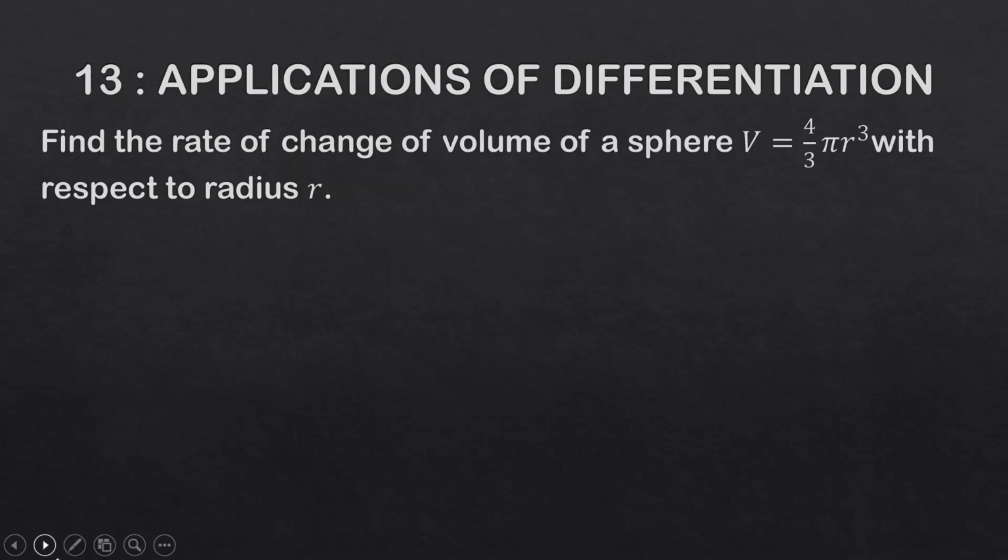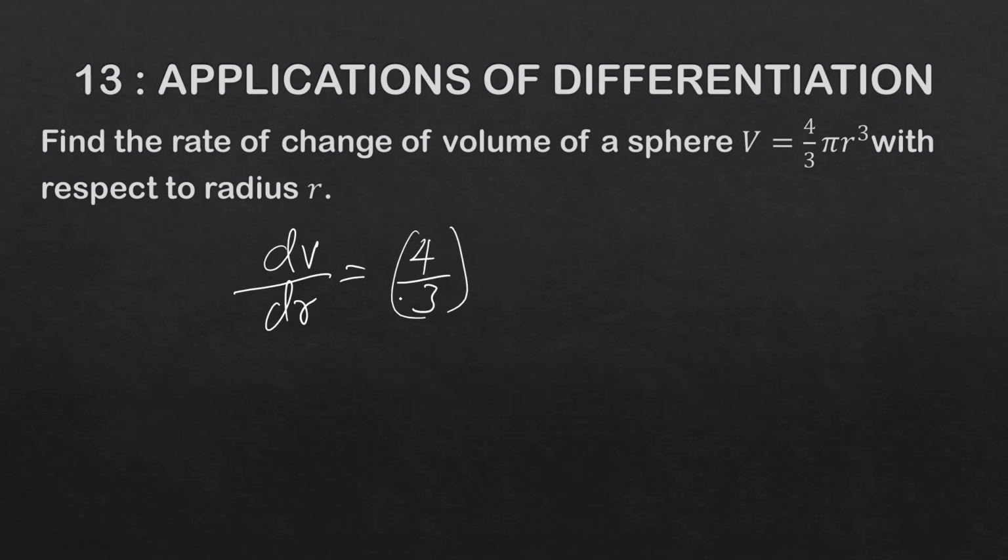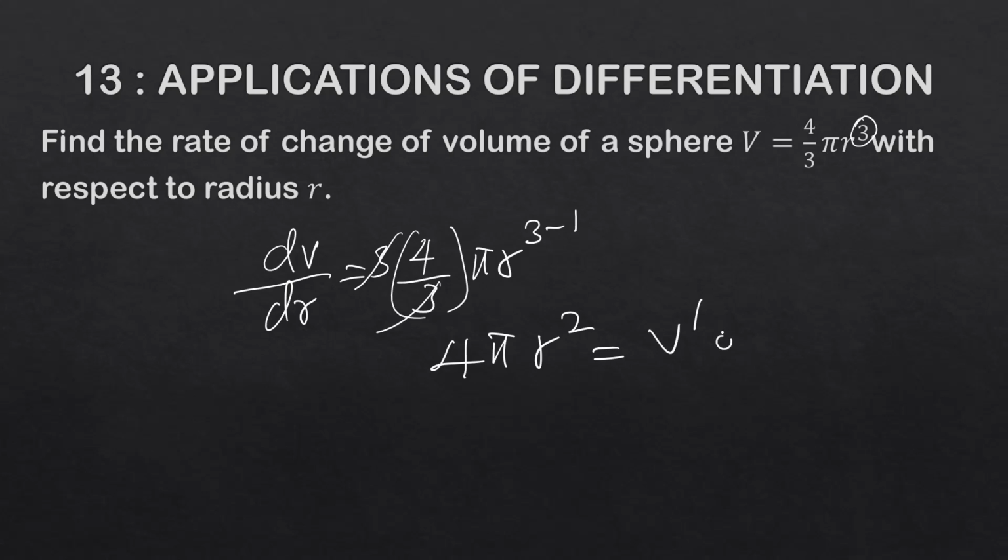All right. Number 13. You say find the rate of change of volume of the sphere with respect to radius. Okay. So I'm going to have that dV/dr is going to be equal to 4 over 3 multiplied by 3, because r is the one I'm using to multiply, pi r to the power 3 minus 1. So this will cancel this. I'm having 4 pi r raised to the power 2 as V prime, or dV/dr.